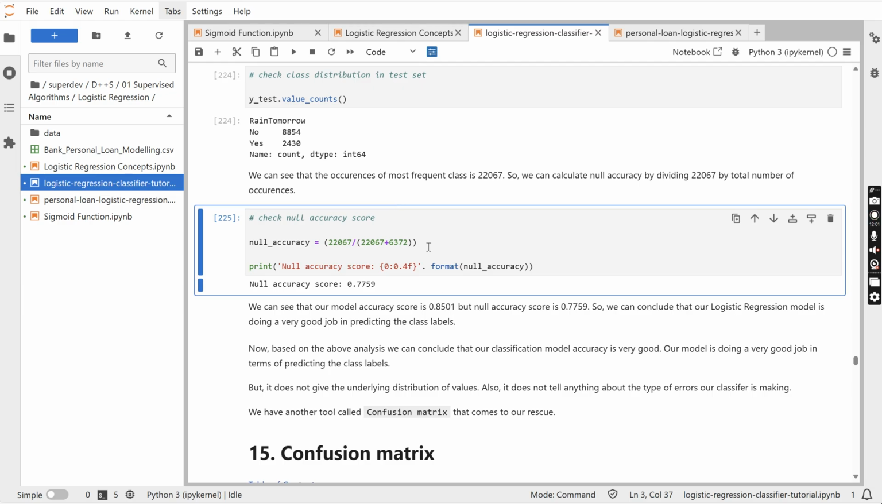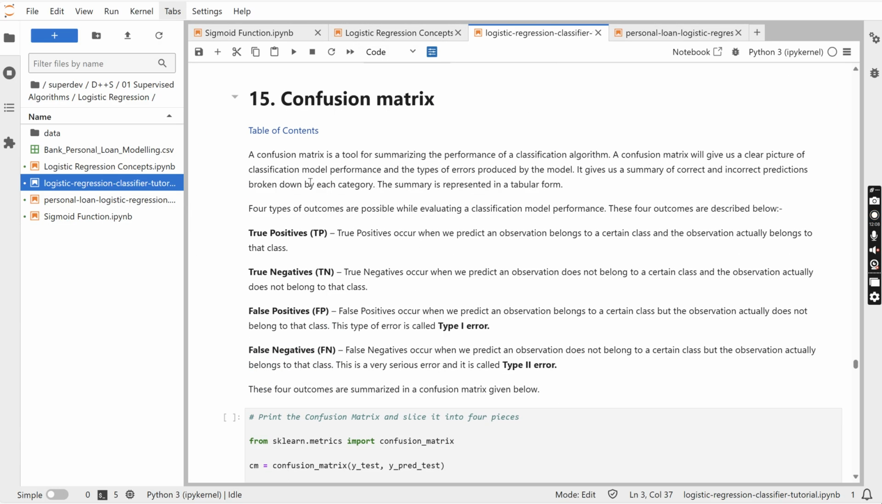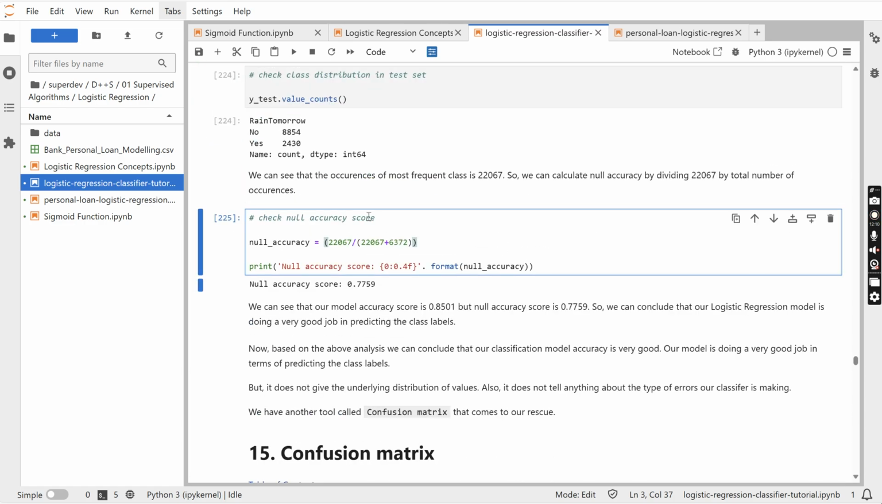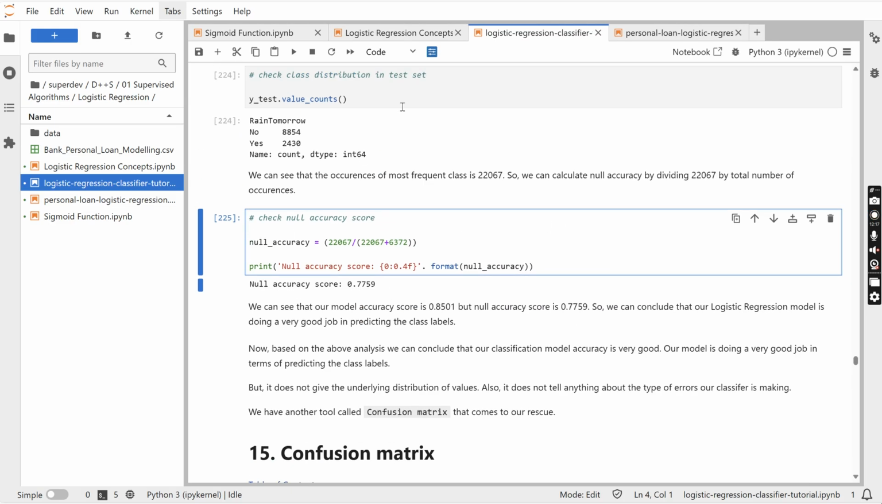So that means our model is doing a good job. Our model is doing a good job because we have done a lot of pre-processing steps. So that is another answer that you can give for accuracy score questions. Okay, so this is accuracy.